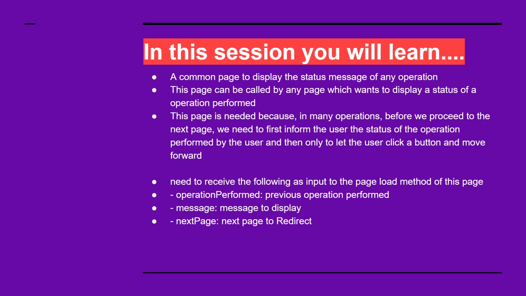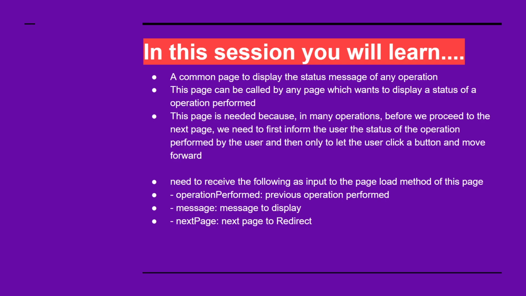So after the user registration, before we proceed to the next page, which is starting the survey, sometimes we need to first inform the user of the status of the operation, whether it is successful or failed. We did that in the previous lesson using a label, but instead of using a label, we are going to use a complete, independent page. The reason is we want to display the message in a new page, not in the user registration page.